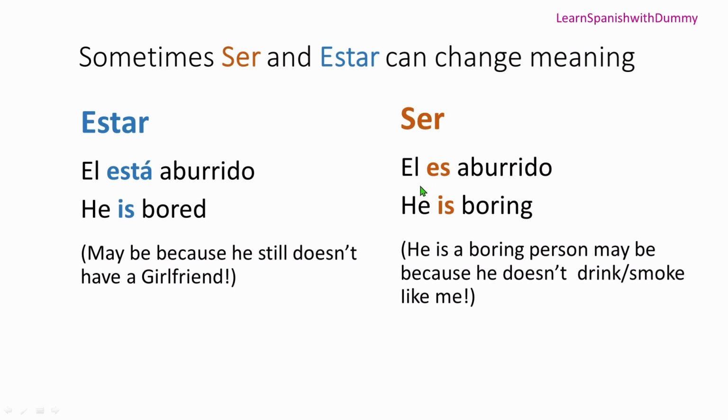Okay, now if I say él es aburrido, es comes from ser, right? Third person conjugation. Now it means he's boring. It's like he's a boring person. Because I put es here, it puts a permanent quality in this. Okay, it made him a boring person. But here when I put está, it put a sense of a temporary situation, like he's bored. I hope you got this, right? It's like he's a boring person, maybe because he doesn't drink or smoke like me.